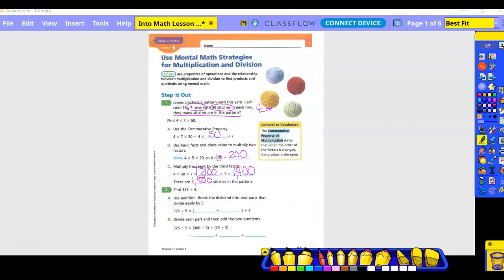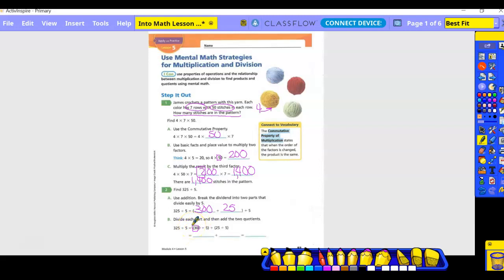Okay, for number 2, they want us to take 325 divided by 5. So basically, they want us to break the 325 down into smaller problems so that it's easier to do. Okay, so what would we do for that? What could we break 325 into to make it easier? Oh, you could do 300 and then 25. So are those easier to divide? Yes. So 300 divided by 5, we would put 30 in the box.